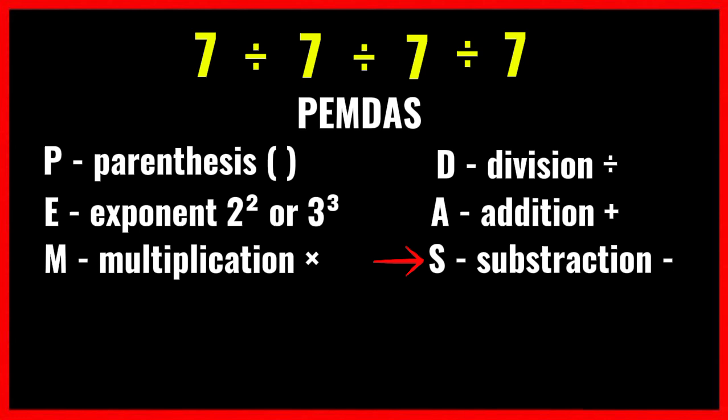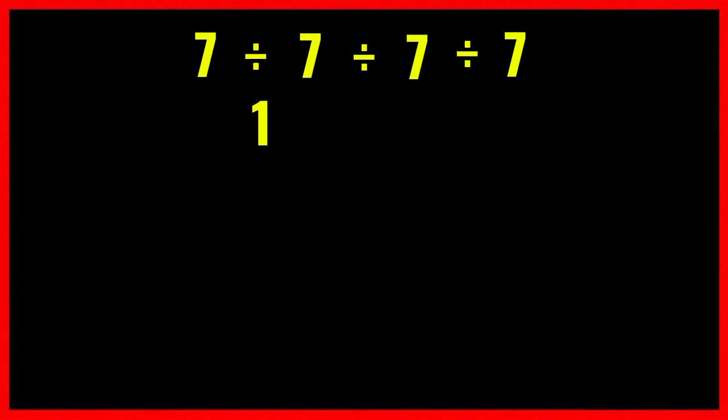That means, in this problem, we must perform the first division, then the second division, and finally the last division. If you skip ahead and solve a later division first, your answer will be wrong. Let's solve it correctly. First, 7 divided by 7 equals 1. Now our expression becomes 1 divided by 7, divided by 7.